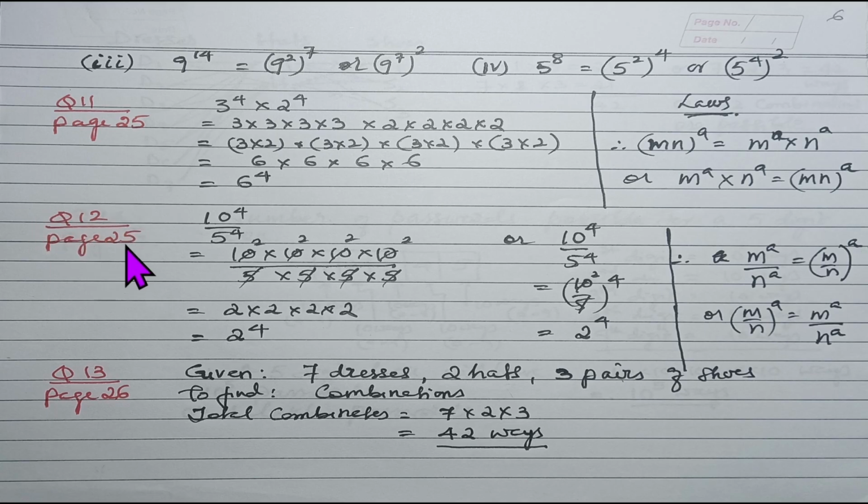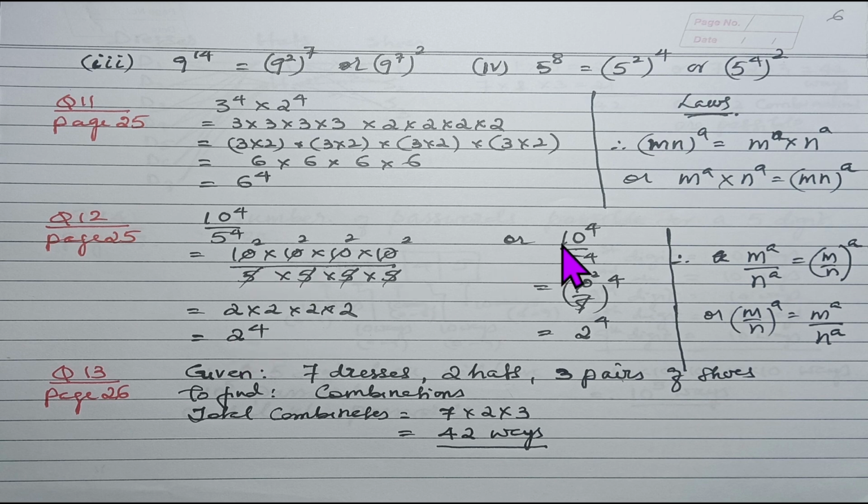Now question number 12, page number 25. 10 raised to 4 divided by 5 raised to 4. 10 raised to 4 is 10 multiplied 4 times, 5 raised to 4 is 5 multiplied 4 times. So I can directly divide it now. 10 divided by 5 is 2, again 2, again 2, again 2. That means I have divided. The answer will be 2 into 2 is 4, into 2 is 8, into 2 is 16. That means I can write it as 2 raised to 4, and that is the answer.